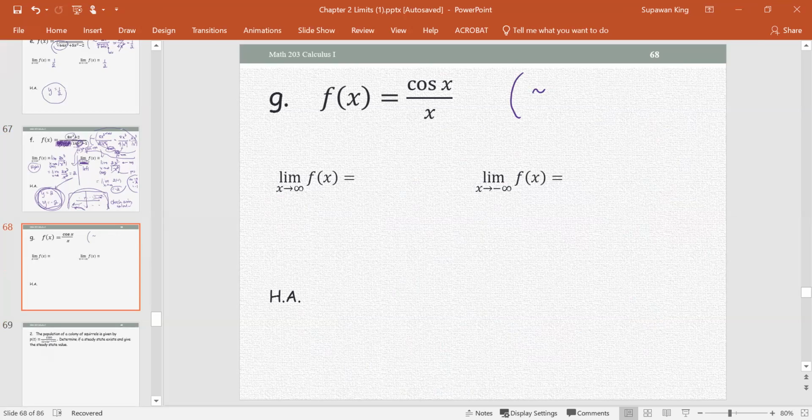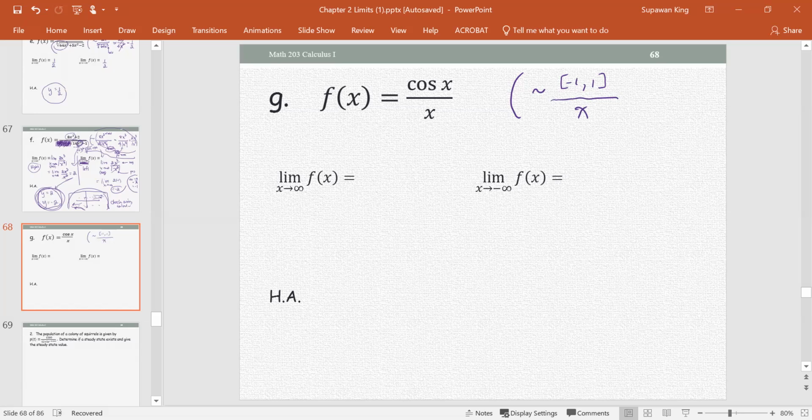See, this one is different than the earlier example because cosine x is not an algebraic function. It's a trig, one of the transcendental functions. The cosine x is a value ranging from negative one to positive one. It doesn't go anywhere beyond one or below negative one. Okay, it's going to be within that range. How about the x? Well, x is a leading term because it's only one term, right?